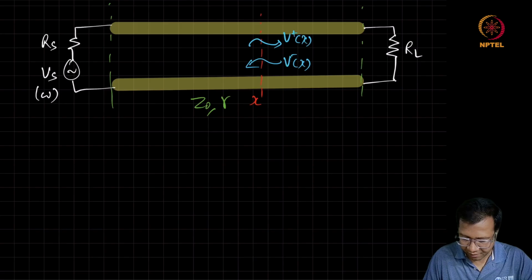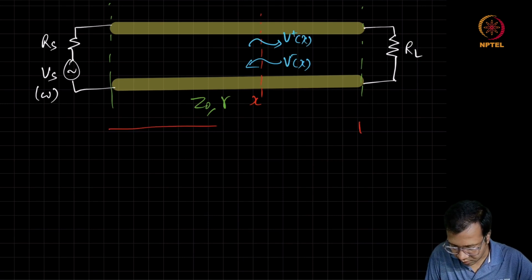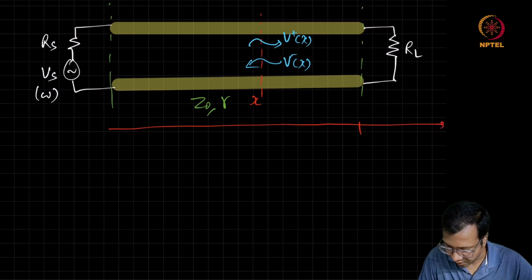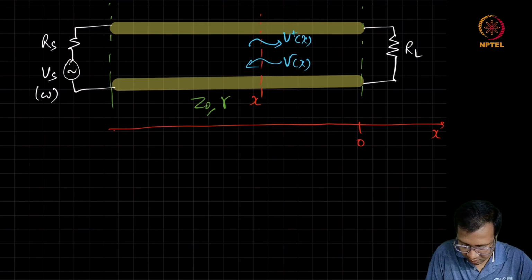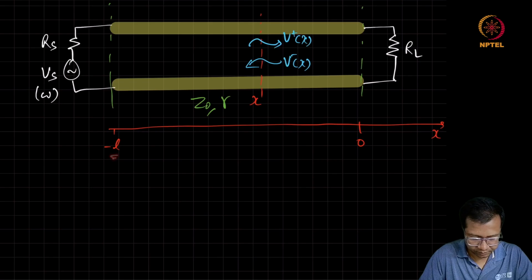Now let us try to understand how the length of the line is going to affect the flow of signal from the source to the load. And to simplify the analysis, I'm going to choose the load as x equal to 0, which will make the source location as minus L.